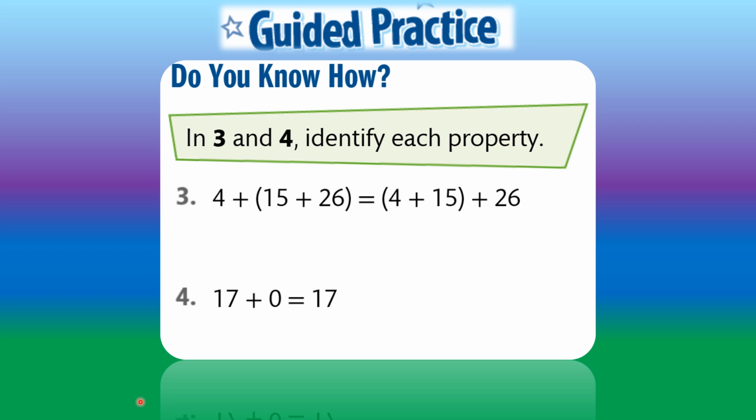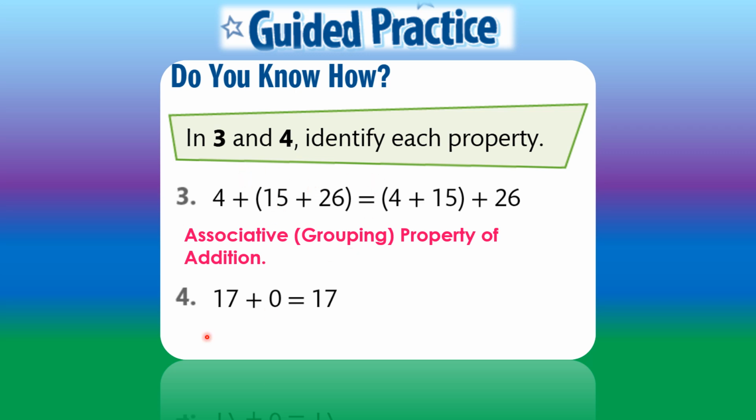Okay, so number 3, what is the property that is being shown here? It is the associative or grouping property of addition. We can see that the add-ins are all the same and they're all in the same order, but the way they were grouped is different. So 4 plus 15 plus 26 equals 4 plus 15 plus 26. All right, the add-ins are the same on both sides. Doesn't matter which way you group them. Okay, what about this one?